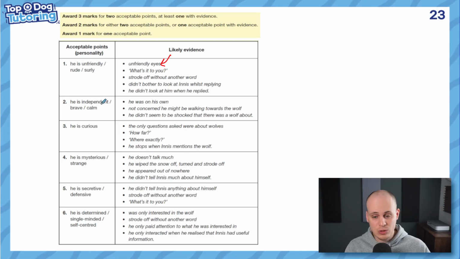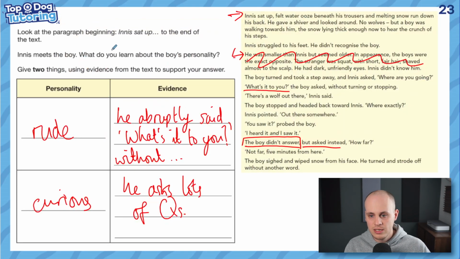He's independent. We talked about that. He's curious. We talked about that. He's mysterious. He's secretive. We talked about all these things because they were all evident, and you only needed 2 of them. Sorry, here. 2 acceptable points, 1 evidence, or just 2 acceptable points if you need 2 marks. Let's imagine you're in the test, right?